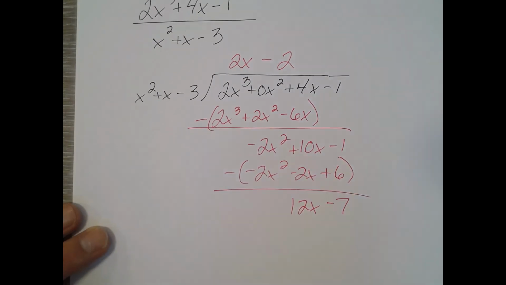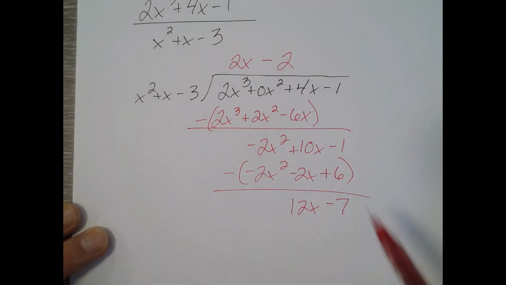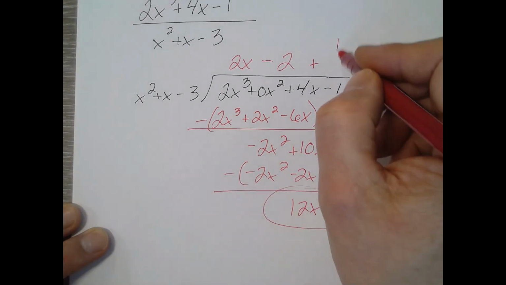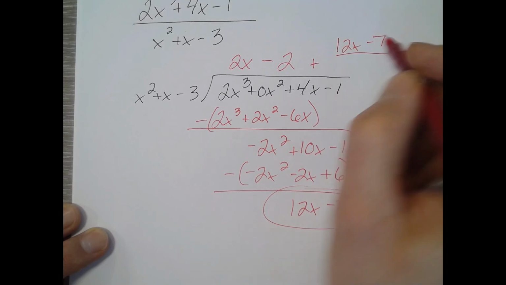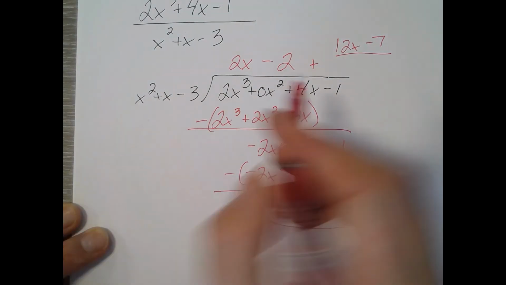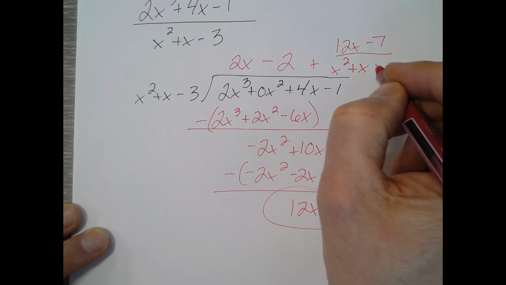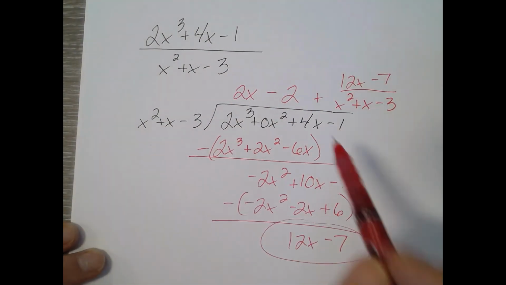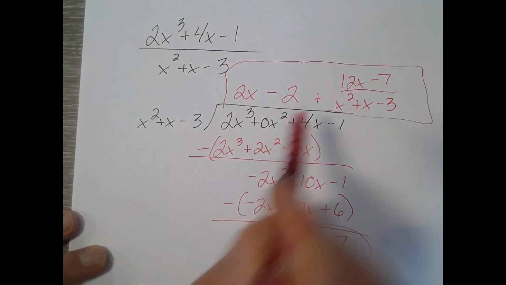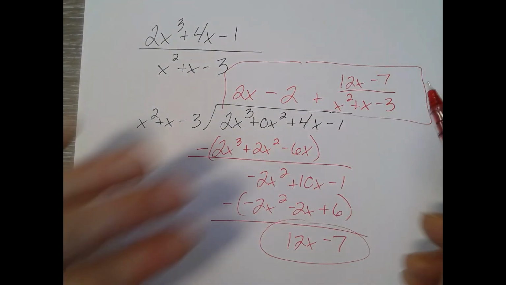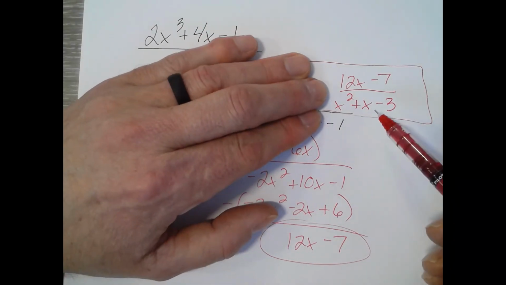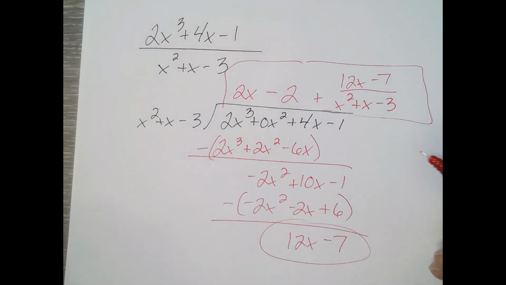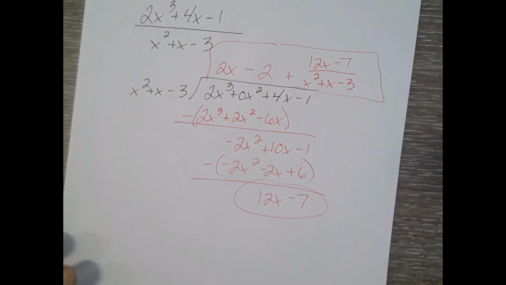Okay, so what we've done is we divided this into this, and we get 2x minus 2 plus, and this is my remainder. I put that on top, 12x minus 7 over whatever we're dividing by, x squared plus x minus 3. So if we were doing this problem, we would divide them. We get 2x minus 2 plus a rational expression that you would probably have to do partial fractions on. You go through all that just to begin the problem of partial fractions.